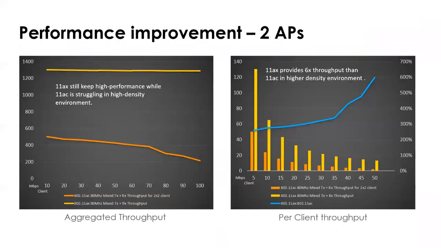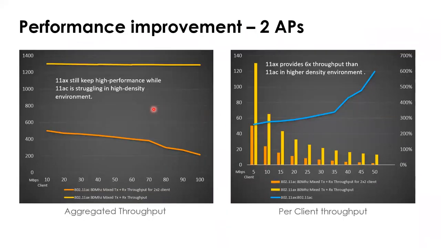And then you run into the same or similar situation here when you've got multiple APs. Same thing, aggregated throughput stays the same on Wi-Fi 6 versus 11AC, whereas as you add more users, the aggregated throughput drops. So much better performance on the higher density deployments.